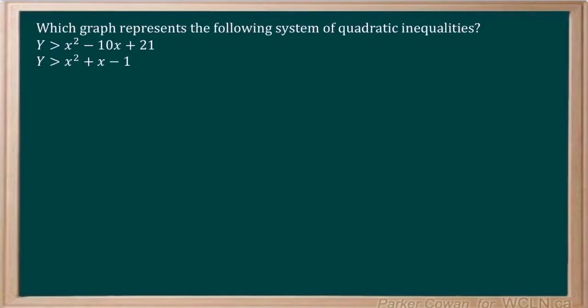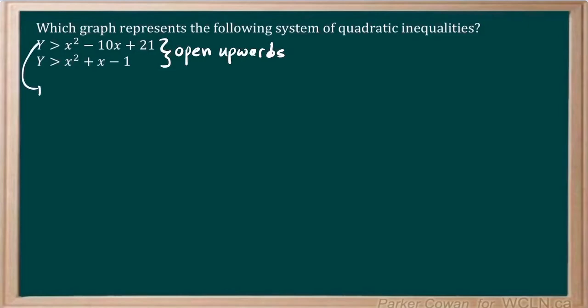Which graph represents the following system of quadratic inequalities? Okay, so the first thing I notice here is that the coefficient on x squared for both of these is positive, which means these are both going to open upwards. This allows us to cross a few options off the list, right? Okay, so we know they're both positive. Now we need to find the roots.